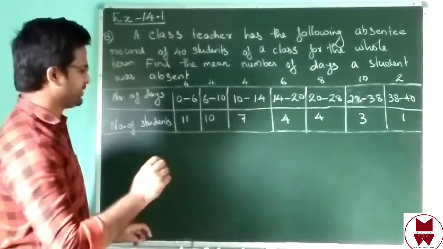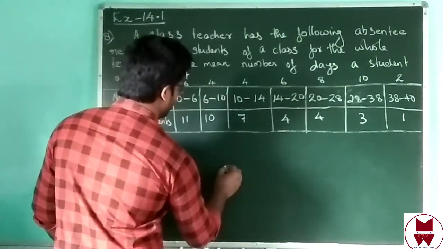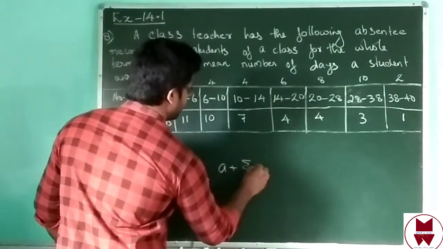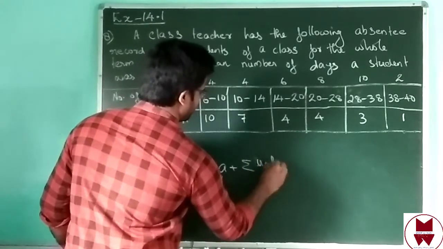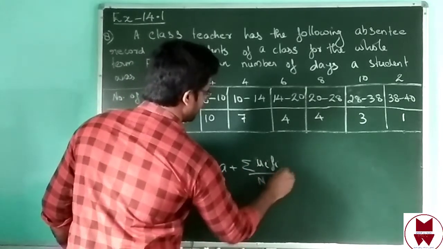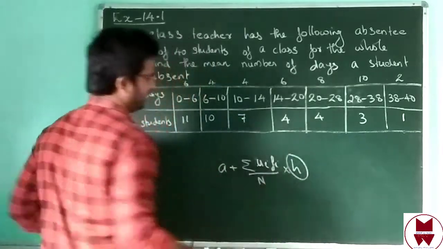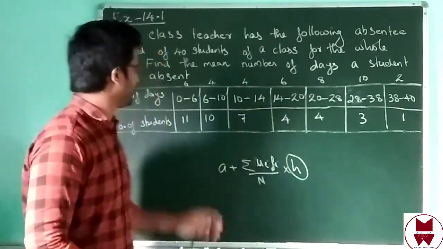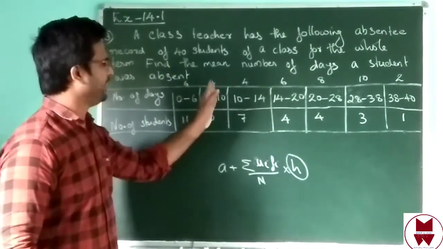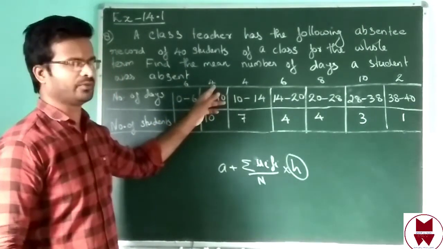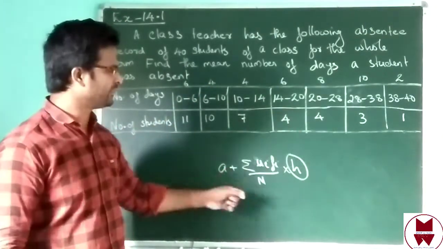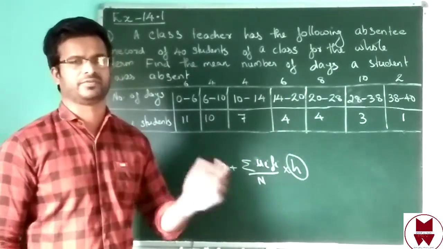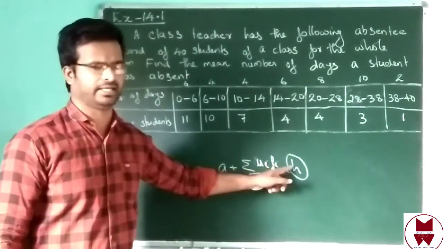Then in the step deviation method, if you are using it, that formula is sum of ui fi divided by N into h. H means class width. Which class width will we give in here? We cannot give 6 because in the next class interval the class width is 4. All different only, isn't it? That's why we cannot use the step deviation method, because of this h.